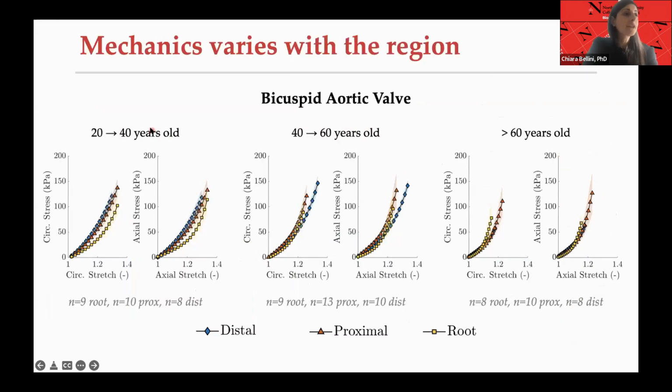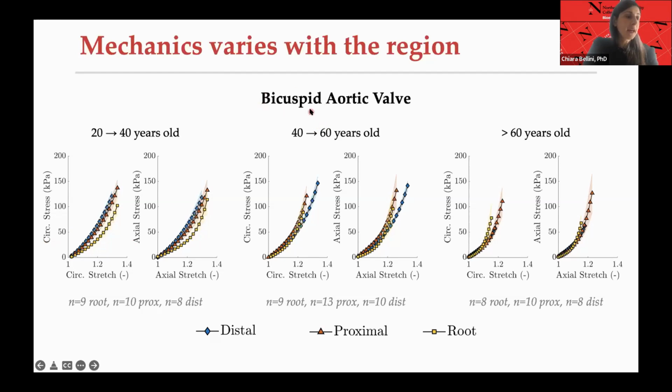So overall, the average data consists of 2 stress versus stretch curves for each group, one in the circumferential and the other in the axial direction, surrounded by shaded areas that are indicative of inter-patient variability. And so specifically in these plots that I'm showing here, average data for the aortic root are in yellow, while orange and blue display average data for the proximal and distal ascending thoracic aorta, respectively.